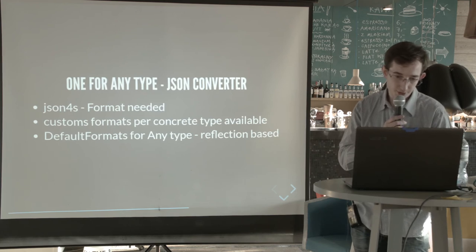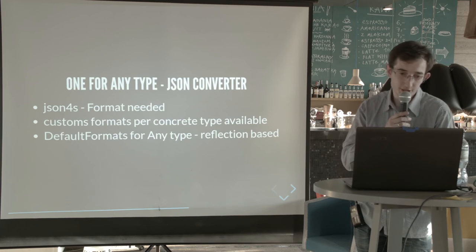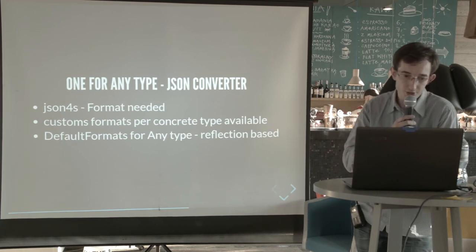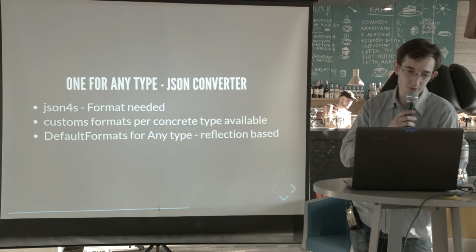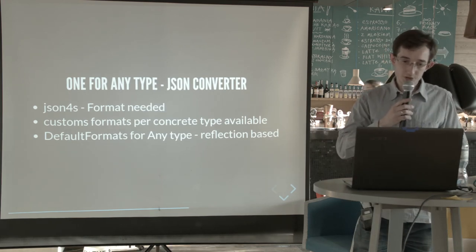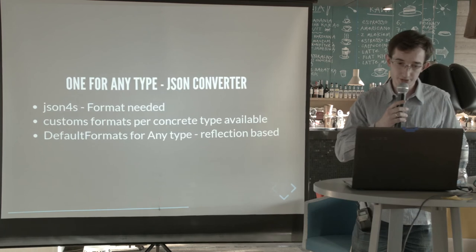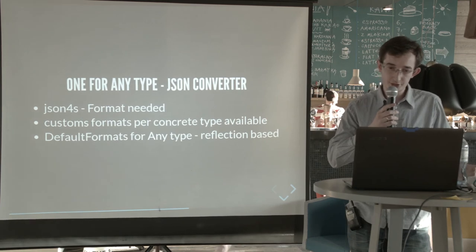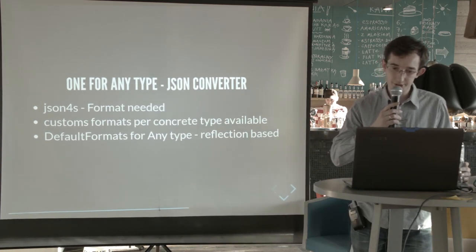The next example I want to present is also connected with serialization, this time JSON serialization. There are plenty of JSON serialization libraries. One of them is JSON4S, where you need to provide an abstraction called formats to make your classes serializable. You can write your own custom serializers. However, you can use the default one called DefaultFormats. And those default formats are not resolved at compile time. They use reflection at runtime to serialize objects of any type.